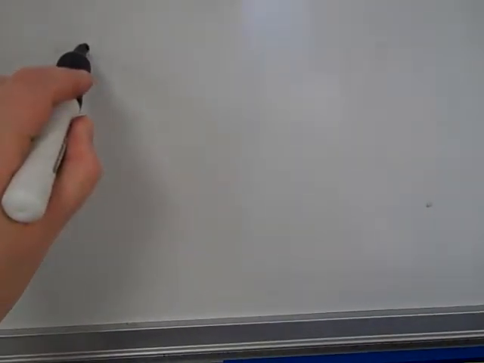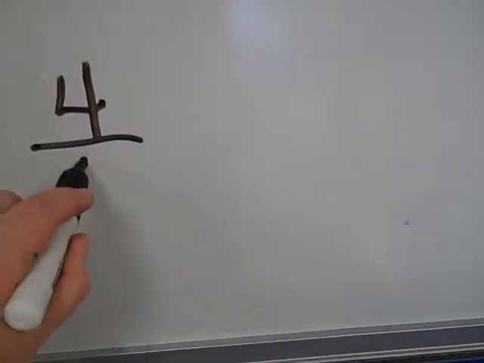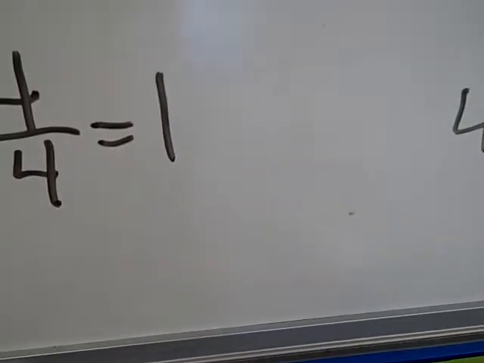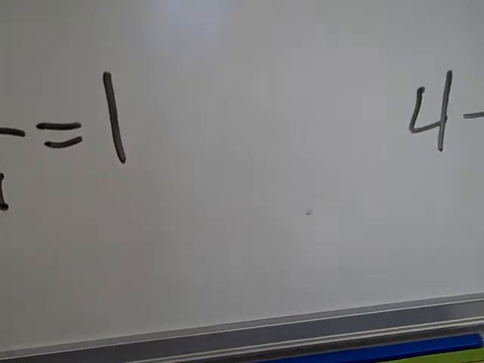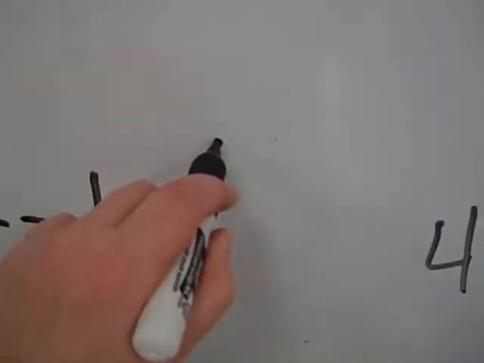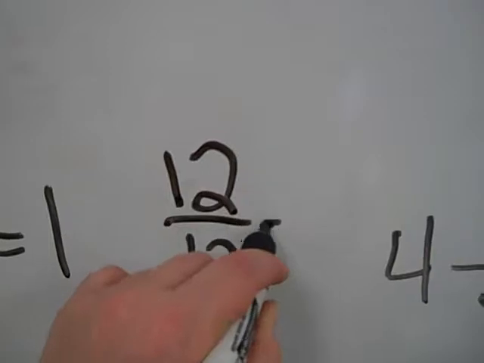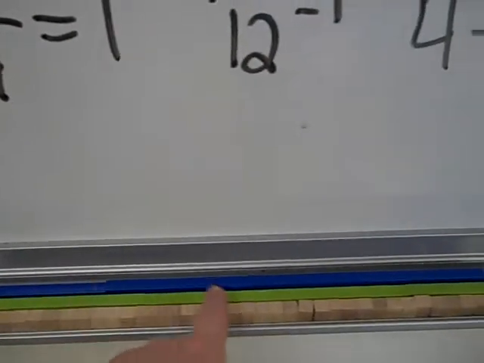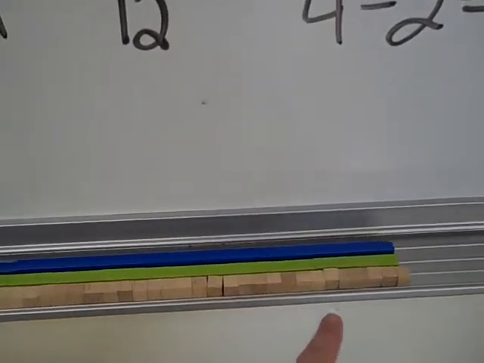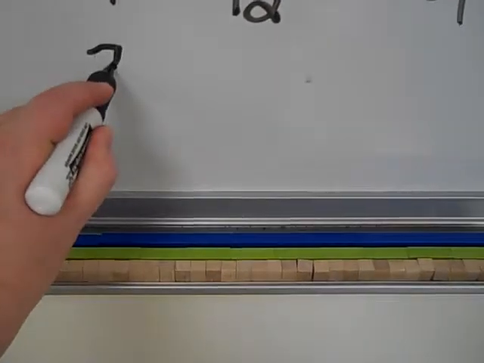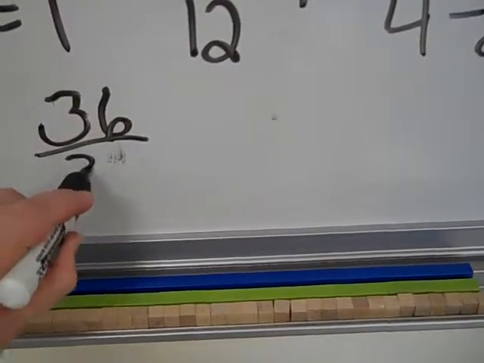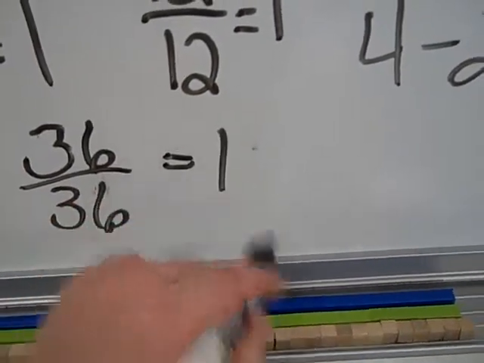So I could write that as 4 out of 4 pieces are needed to equal 1. I need, out of the green, let's see, each one is 3, so 3, 6, 9, 12. 12 of the 1/12 pieces also equal that same 1 length. And lastly, here, I've got 36 of these little cubes that still add up to just 1. So 36 of the 1/36 pieces would also equal 1.